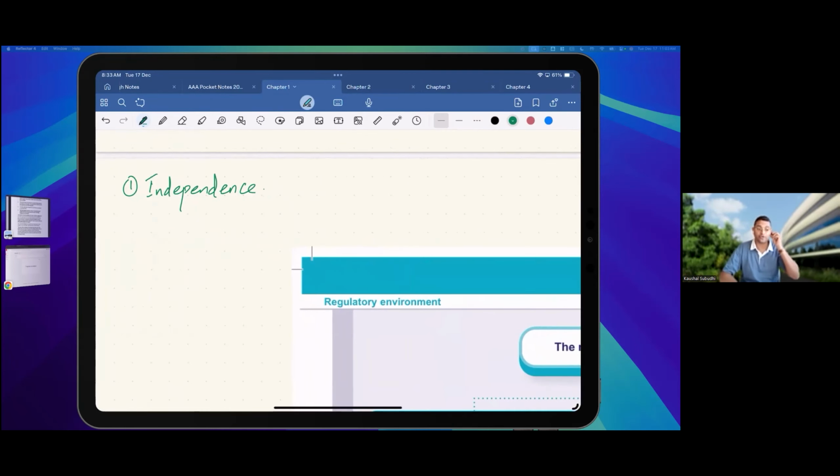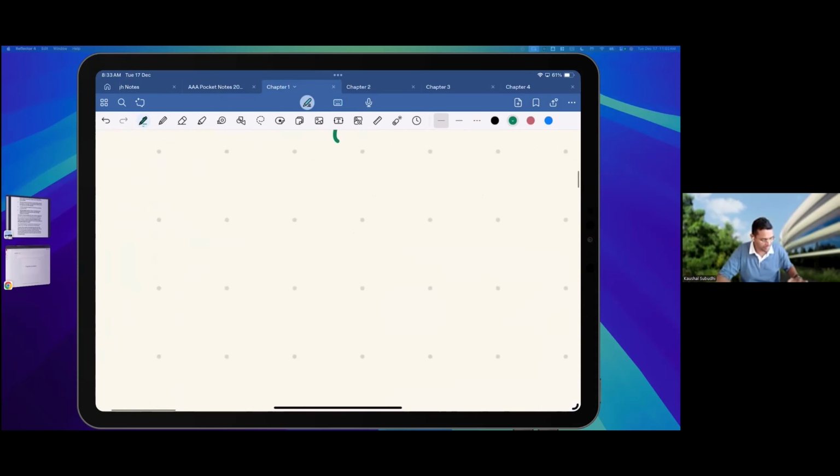Independence in form, as well as independence in mind, right? So mentally, psychologically, I have to be independent, and physically I have to be independent as well. So independence is super important. हम इसके बारे में आगे भी बहुत डिस्कशन होगा, चर्चा होगी इसके बारे में.